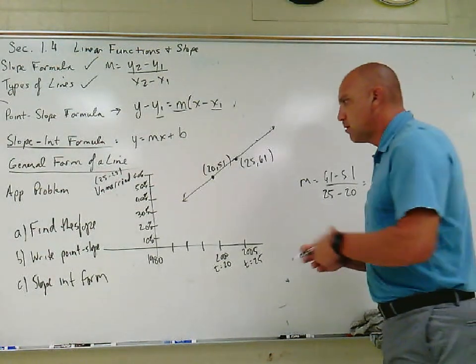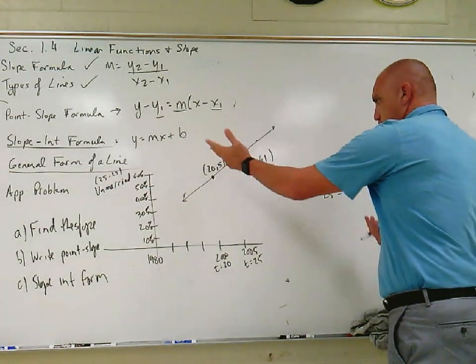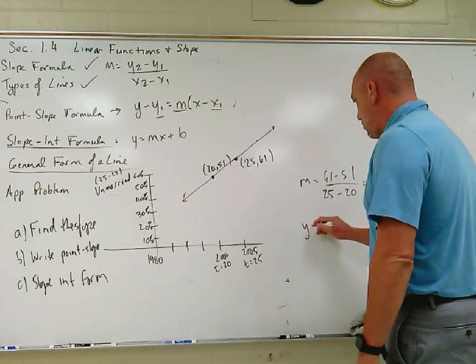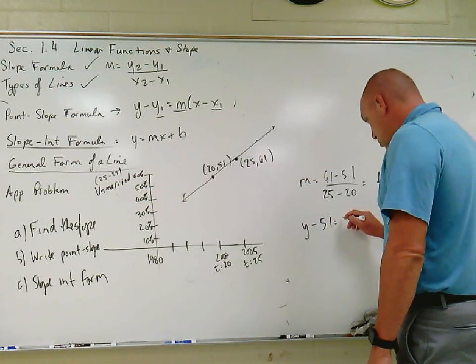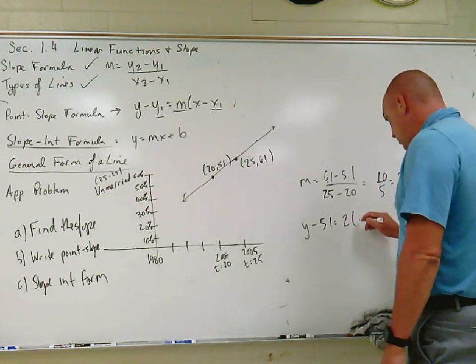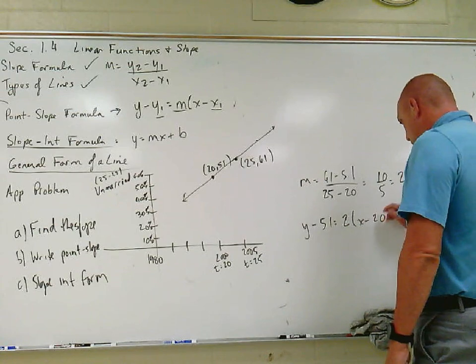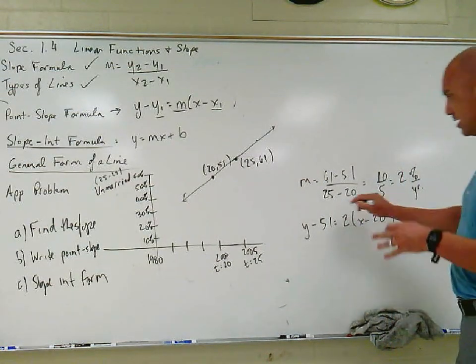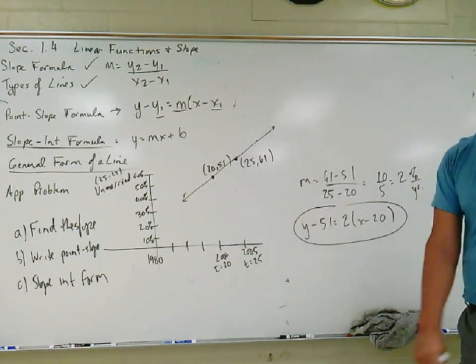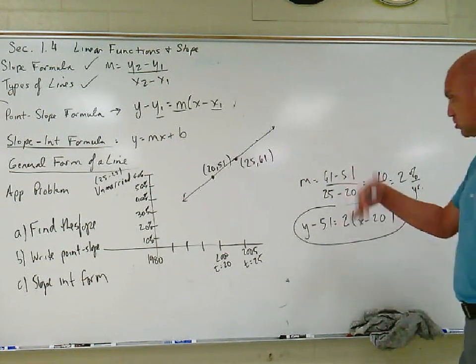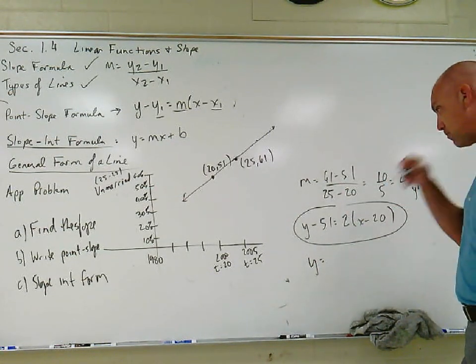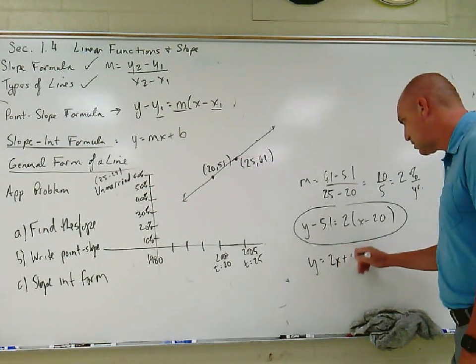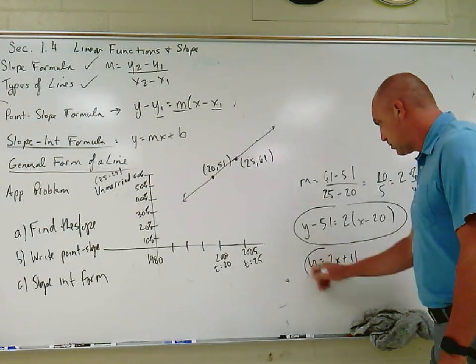Okay? All right, now write your point slope. I would just use this first point. y minus 51 equals 2 times (x minus 20). So that's it for part B. You stop. That's point slope. Then you solve for y to get your part C. What did you get? y = 2x + 11. Okay, there's that.